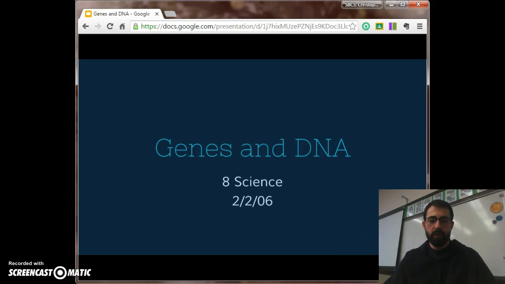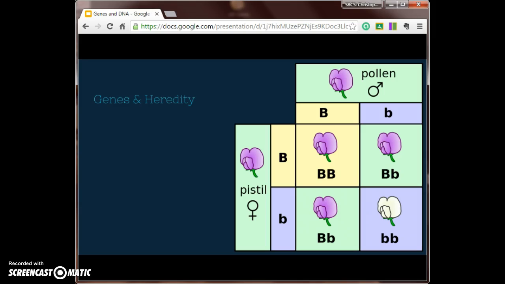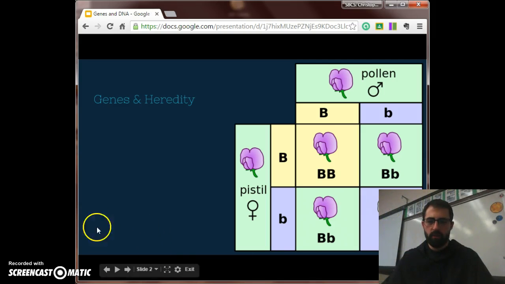All right, so it's time to begin combining different fields of knowledge. In the past, we studied cells. Now we're going to see how these cells relate to genes. So we've seen this before: a normal Punnett square cross of two purple flowers that are heterozygous. But how do we go from genes that are coded by DNA to a physical trait? That's our topic for this video.